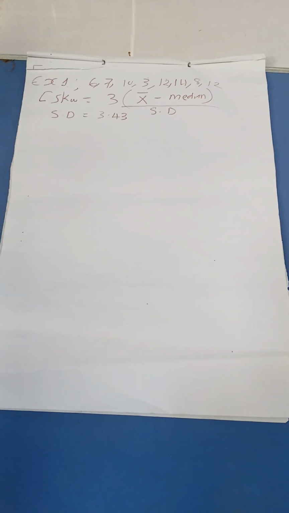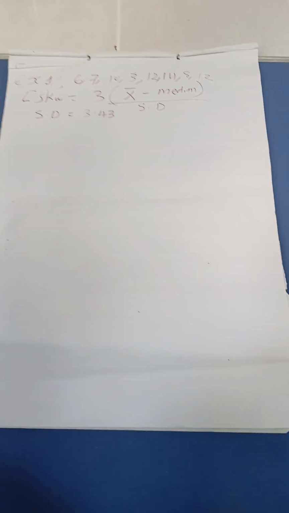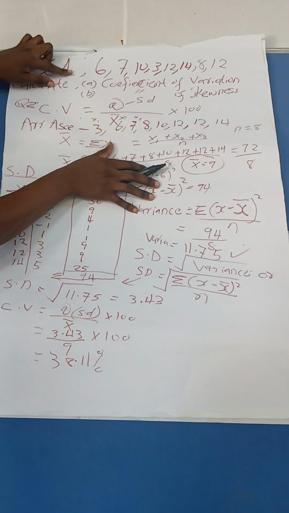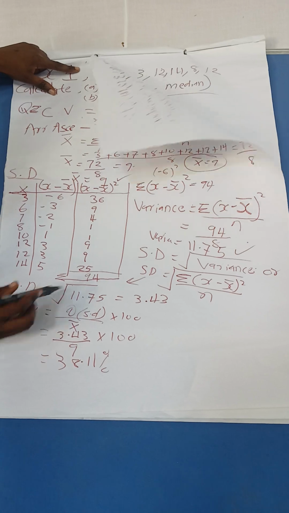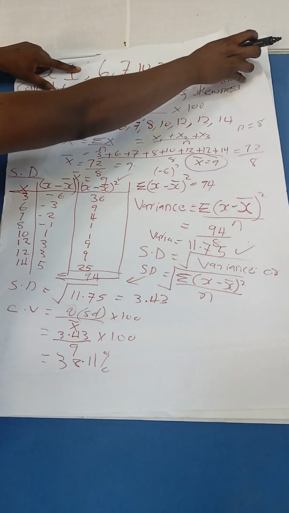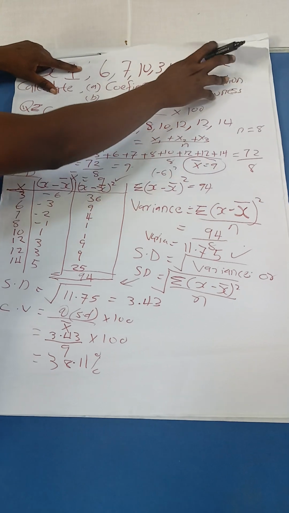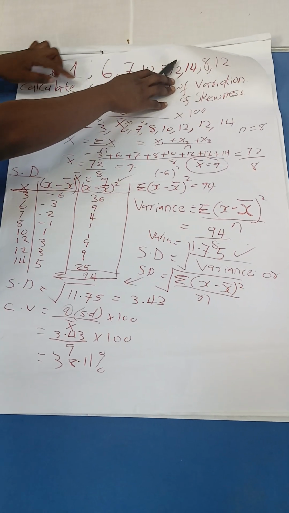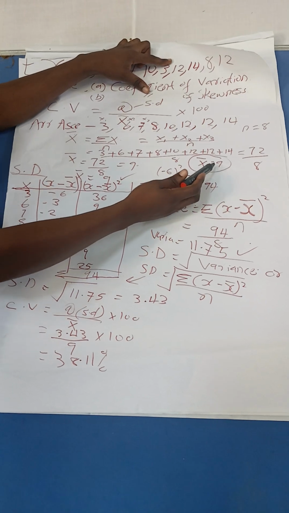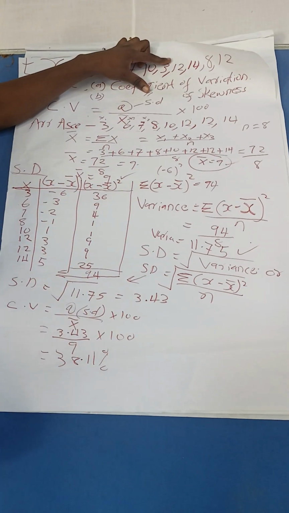I think all of us can see. Let me show you the standard deviation. We already have here the standard deviation, 3.43. Then in that formula of the coefficient of skewness, also mean. And we have already calculated the mean. We already have 9.